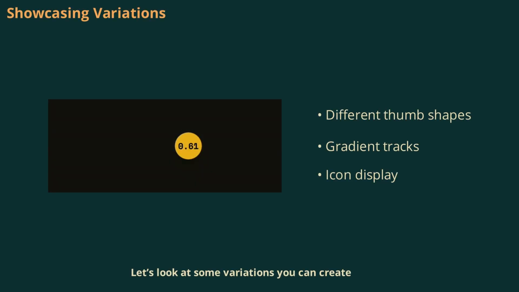Let's look at some variations you can create. Sliders with different thumb shapes, tracks with gradients, or even sliders that display icons or images. Each variation can be tailored to fit a specific use case or branding requirement. The flexibility of Compose means you're only limited by your imagination.